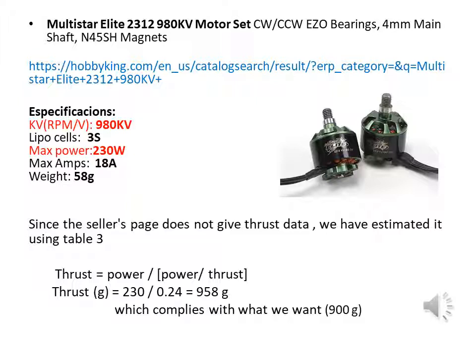Since the seller's page does not give the thrust data, we have estimated it using Table 3. Thrust equals power divided by the power to thrust ratio. Thrust equals 230 divided by 0.24 equals 958 grams. Which complies with what we want, 900 grams.